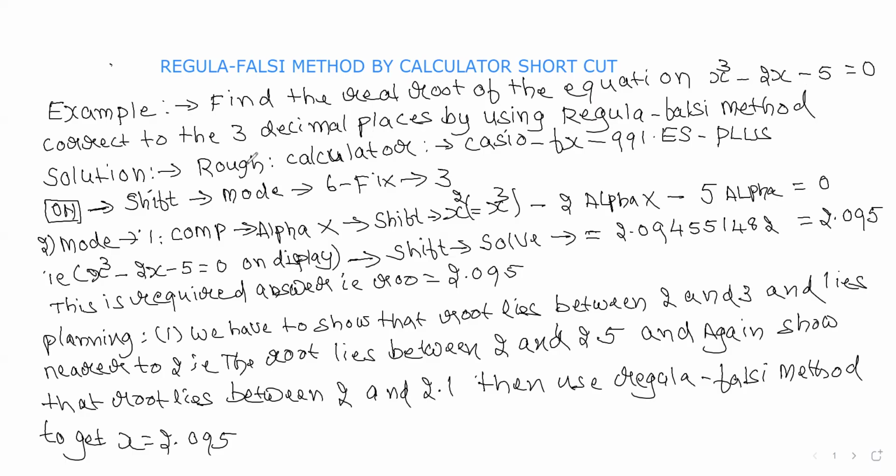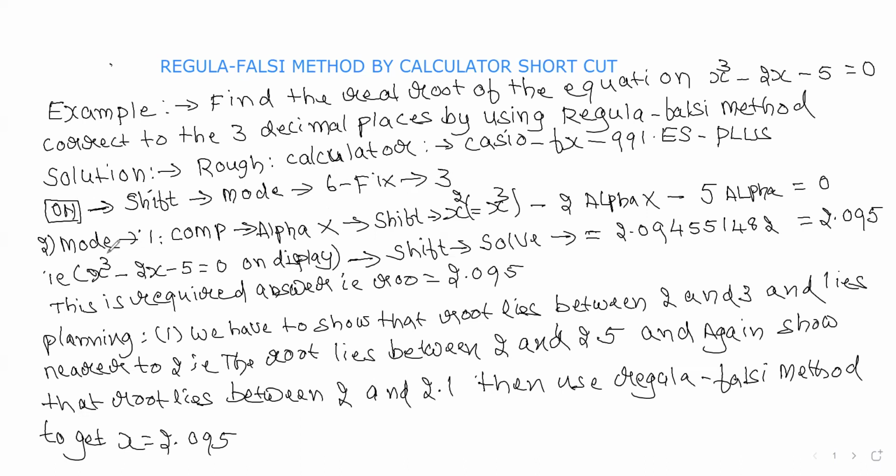Before doing this problem, we have to make a planning. What is that planning? In a rough, you can do. This is not a part of the solution. Now, you can use the calculator Casio fx-991ES Plus. On the calculator, press the shift button and then mode button and then number 6, that is Fix, equal to 3, means the examiner asks you 3 decimal places. So I have fixed the answer for 3 decimal places.